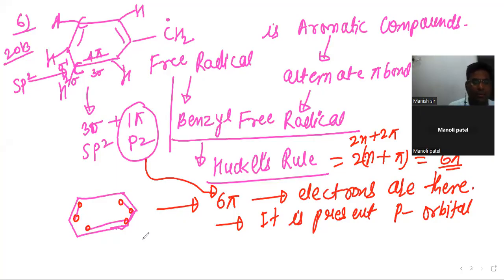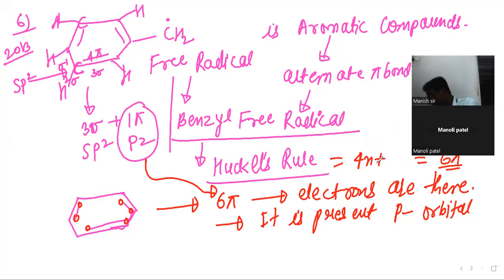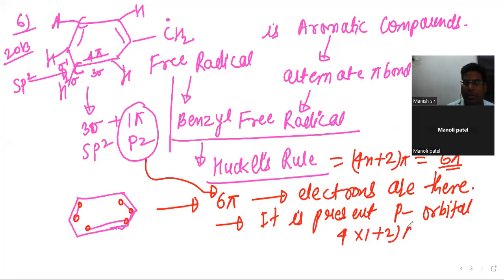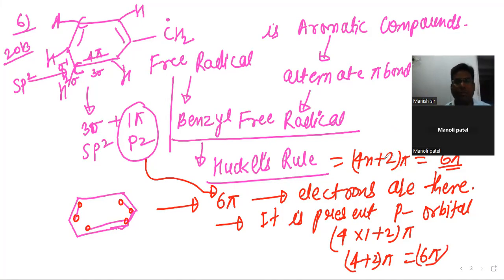So please correct this formula, Huckel's rule. It is not this one. It is 4n plus 2 pi electrons, right? So when we put n equal to 1 here, suppose 4 into 1 plus 2, so it will be 4 plus 2, that is equal to 6 pi, right? So total 6 pi electrons are there. So n should be 1, 2, 3, 4, 5.